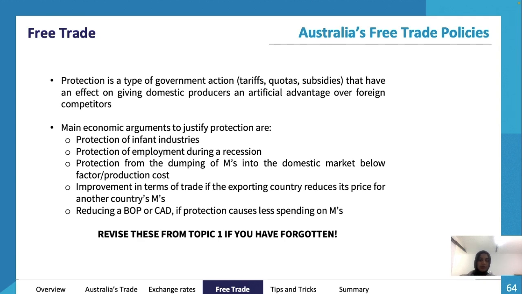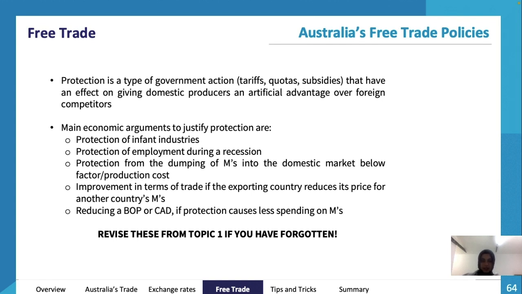So when asked why do we actually need protection? What is the justification of this artificial advantage? Some things include protection of infant industries, so new industries that are just starting out, protection of employment during a recession. These local businesses are obviously hiring a lot of employees, so making sure those employees stay employed during recessions and downfalls in the international business cycle.